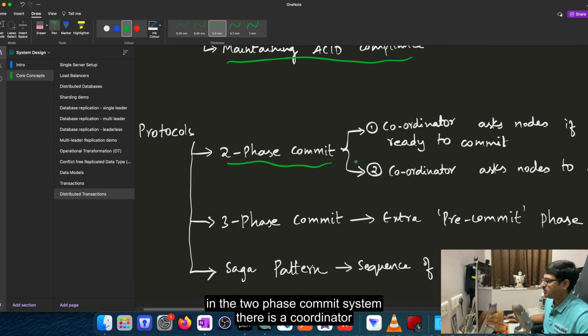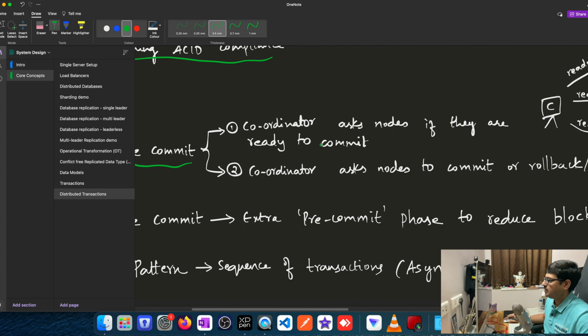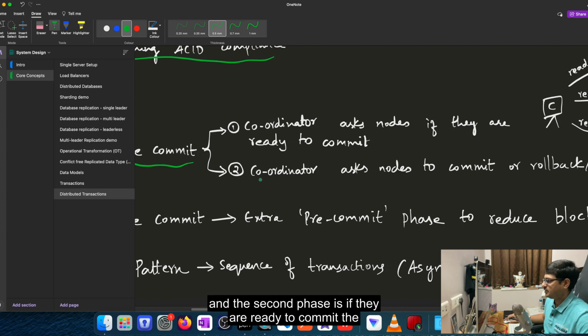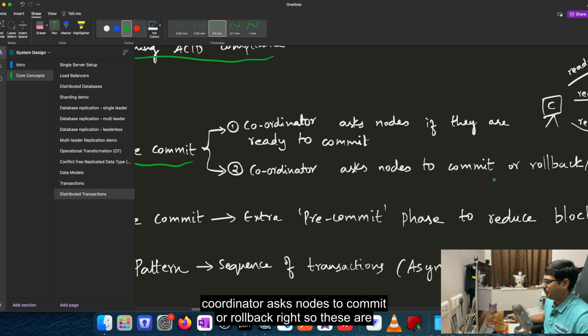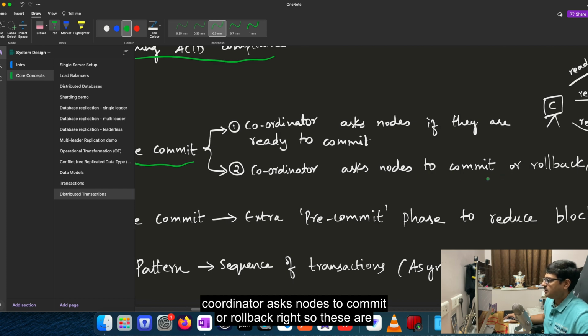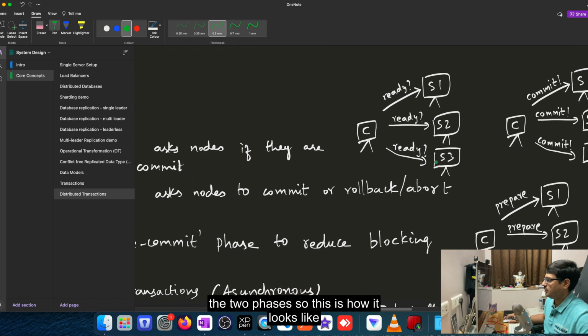In the two-phase commit system, there is a coordinator who is asking the nodes if they're ready to commit. And the second phase is, if they are ready to commit, the coordinator asks nodes to commit or roll back, right? So these are the two phases. So this is how it looks.